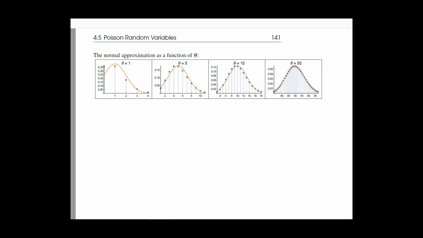And this is the normal approximation for different parameters theta. So for theta equals 1, it's not very good. For 5, it's already pretty good. And then these are excellent, right? And again, you may or may not want to use the continuity correction for small thetas. But the theory is the same.